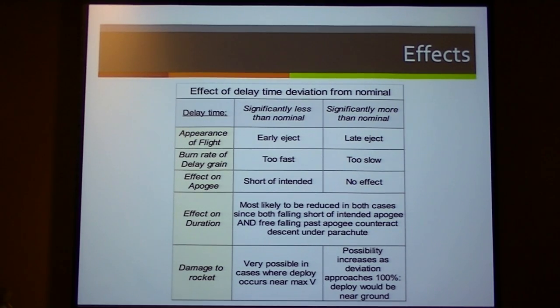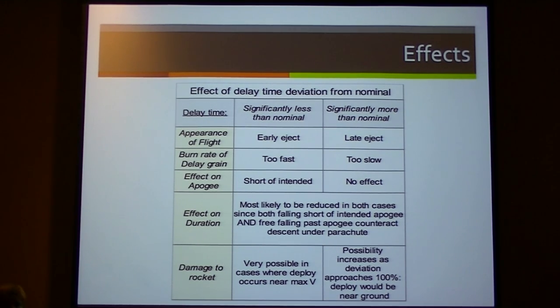Just a table showing the effects of being before or after that desired delay. Before is going to cause, obviously, an early eject. The delay component burned too quickly, and the apogee is short of intended. If you're trying to get to 800 foot of altitude and you end up ejecting at 780 feet, you're obviously below it.